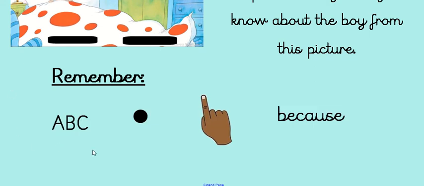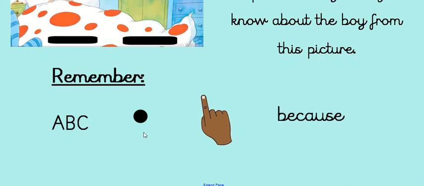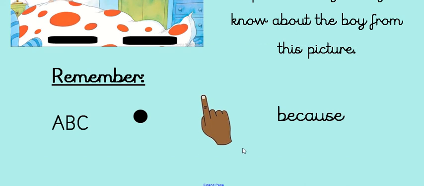When we write our sentence, we need to remember capital letters at the beginning of a sentence, a full stop at the end of our sentence. Well done. Finger spaces between your words. And I'd like you to see if you can use the word because to explain how you know.